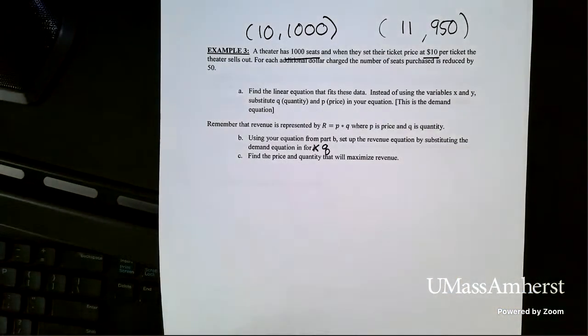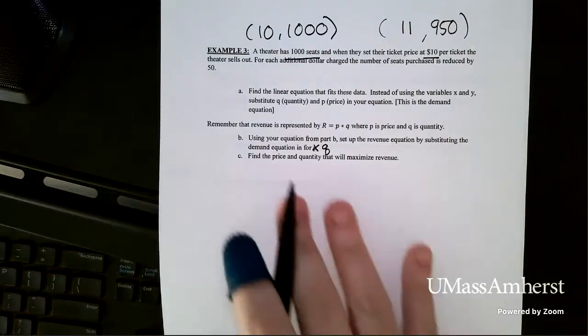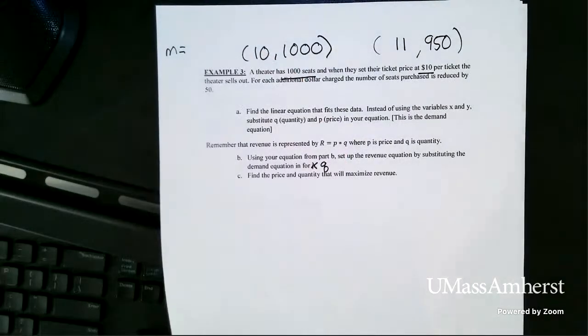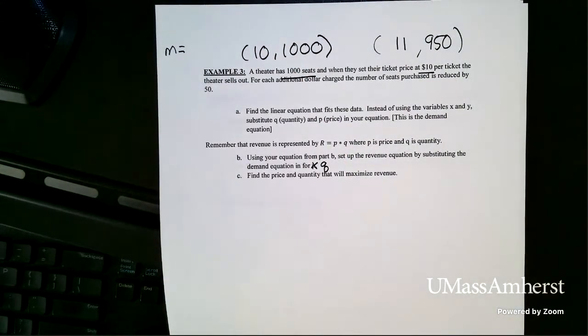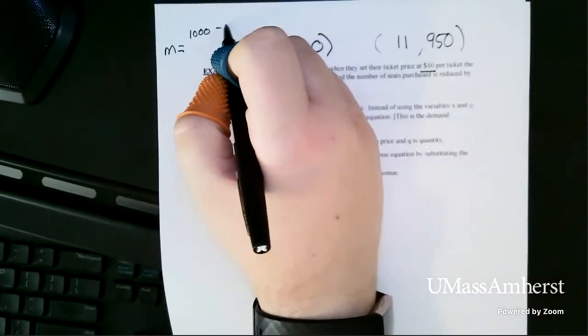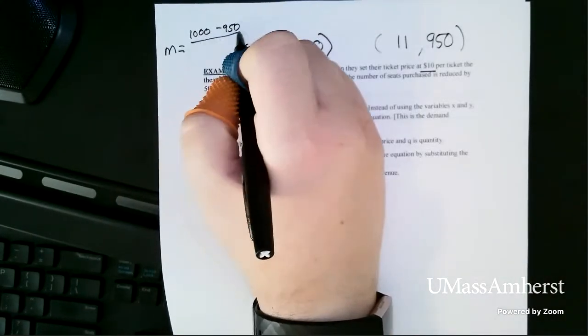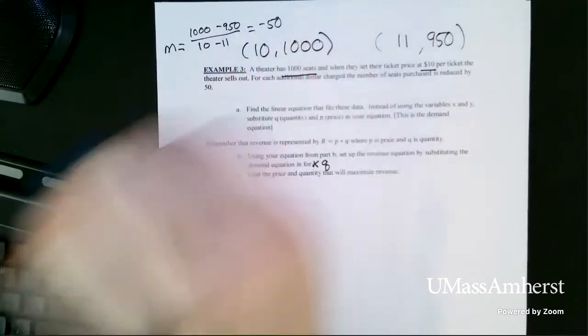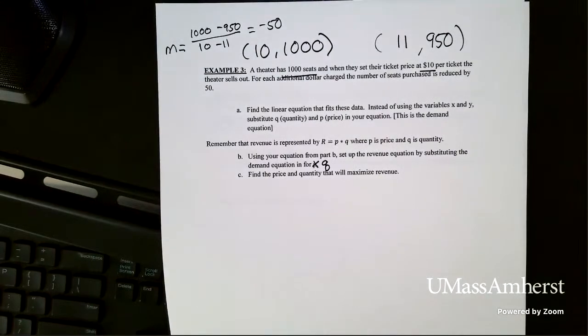So now we have 2 points, and we want to find the equation of a line. So of course, we're going to need slope. To find slope here, we're going to do change in y over change in x. So (1,000 minus 950) over (10 minus 11) is going to give us a slope of negative 50.